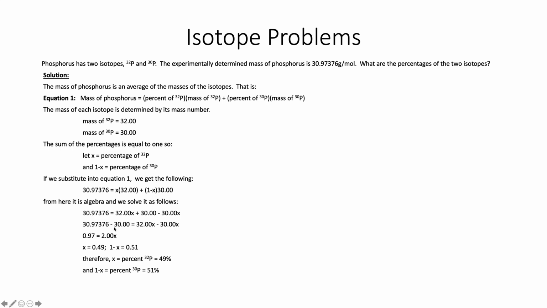And then it's algebra, right? So 32x plus 30 minus 30x, then I subtracted 30 from each side, I'm sorry, and then I have 0.97 equals 2x, rounding to 2 decimal places, and those are the percentages. So there's some problems like this.